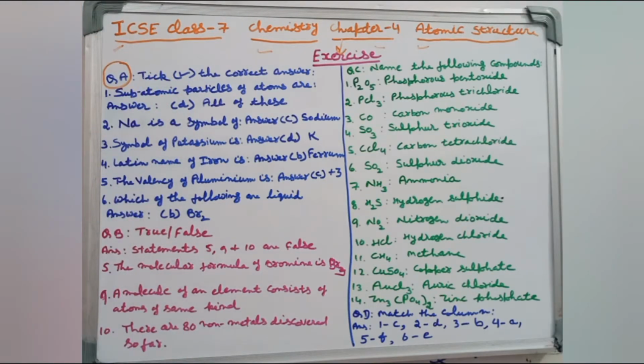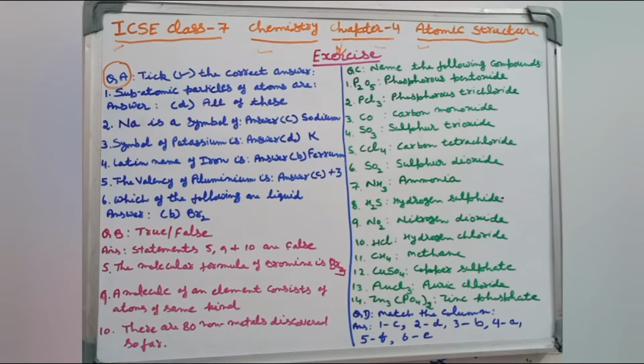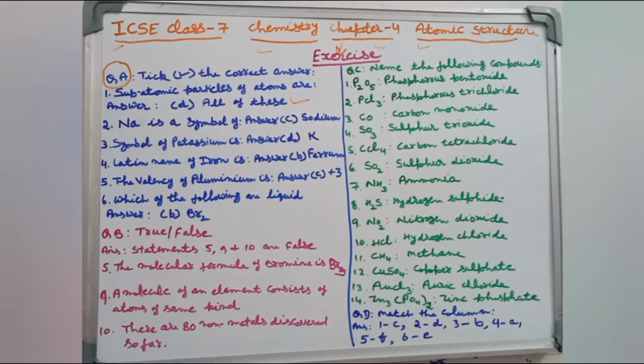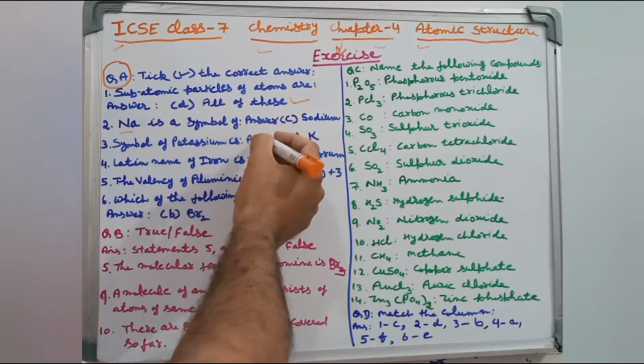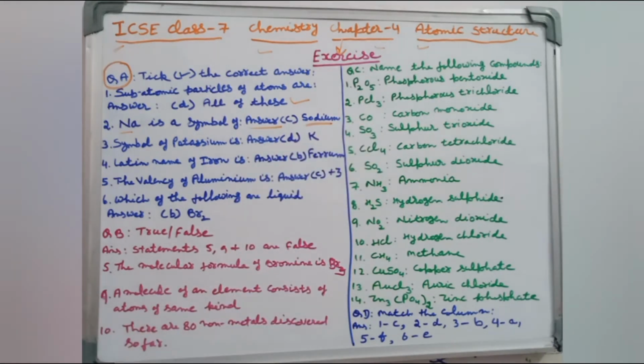Question A in your book is: tick the correct choice among the following. First, subatomic particles of atoms are: the options are protons, electrons, neutrons, and the fourth option is all of these. So our answer will be all of these. Protons, electrons, and neutrons are subatomic particles of atoms. Now next one: Na is the symbol of. Our third option is C, that is sodium. Sodium will be our answer.